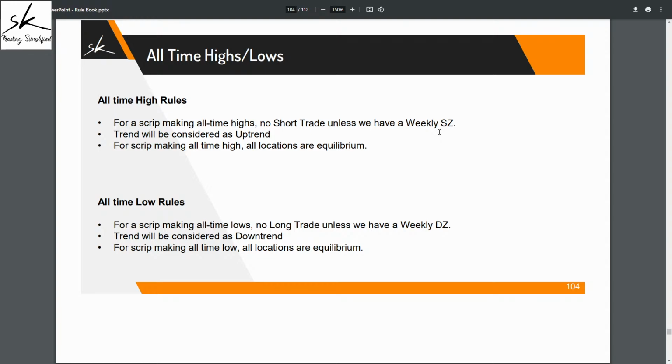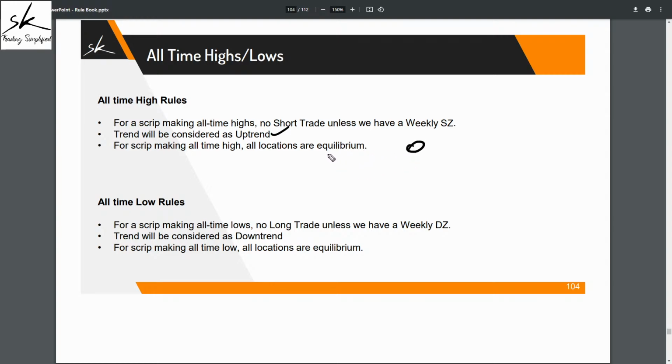Next, if a symbol is making all-time highs, no matter what trend analysis the indicator is telling you, irrespective of whether it is telling you uptrend, downtrend, or sideways, in any of these cases, we will ignore it, and we'll only be considering it as an uptrend because it is a strong stock. We'll always assume it to be in an uptrend. And for a script that is making all-time highs, since we don't know where we are on the location, we should be giving it a score of 0.